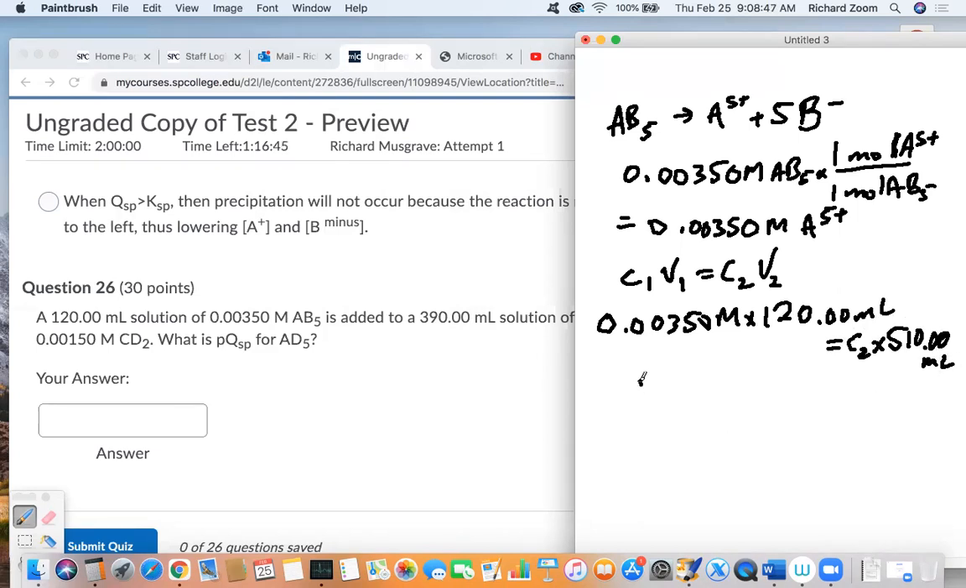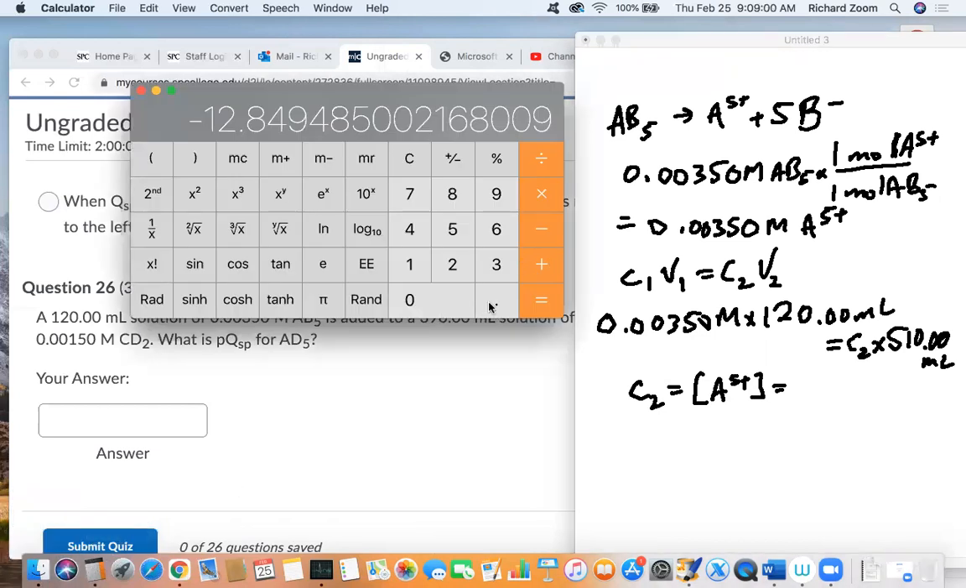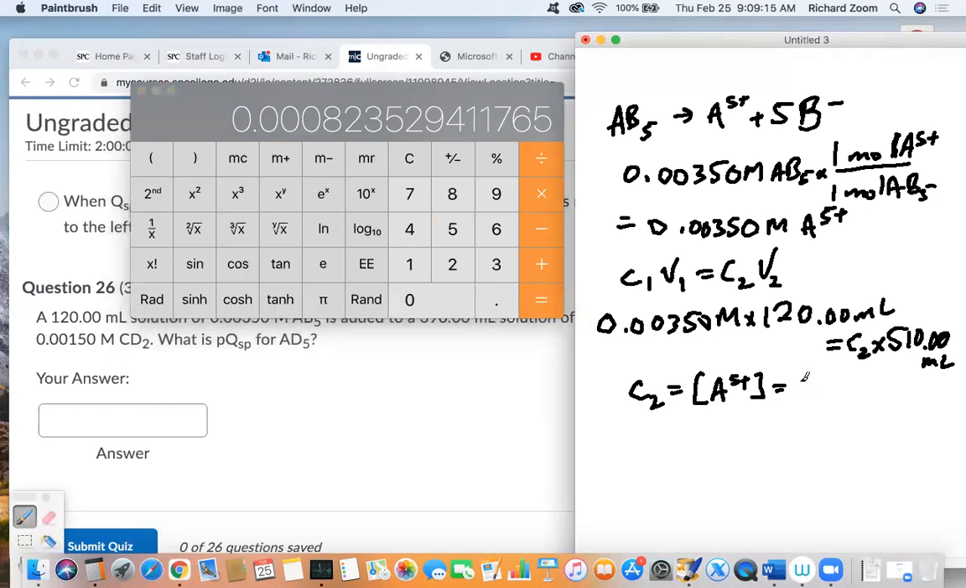So the new concentration of A5 plus after dilution is going to be, let's have a look, 0.000824 molar. Does anybody have any questions?